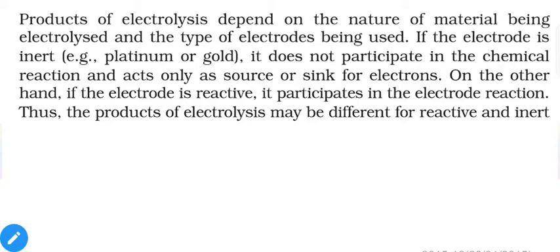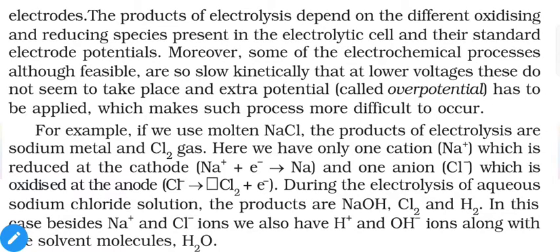On the other hand, if the electrode is reactive, it participates in the electrode reaction. Thus the product of electrolysis may be different for reactive and inert electrodes. The product of electrolysis depends on the different oxidizing and reducing species present in the electrolytic cell and their standard electrode potential. Now keep in mind, this point is very useful and important. It depends on the standard electrode potential.